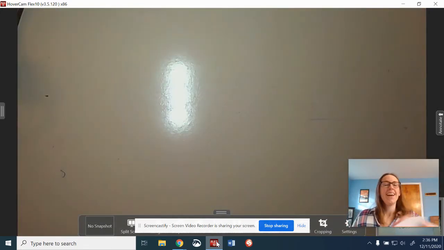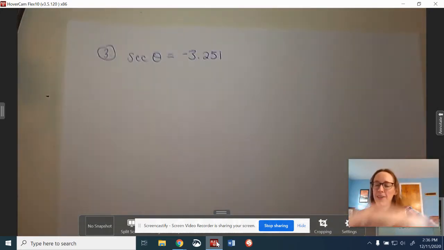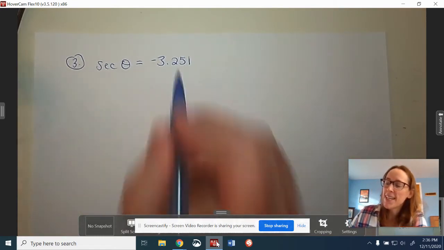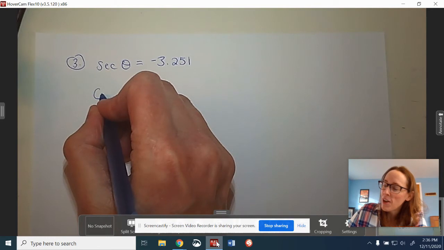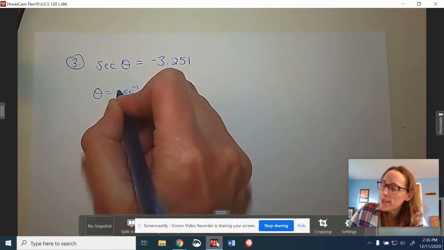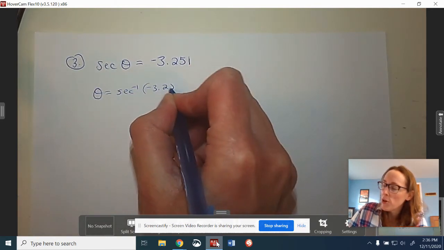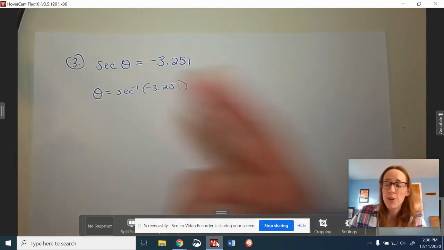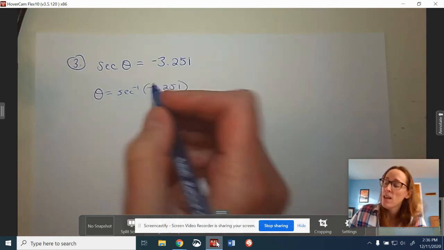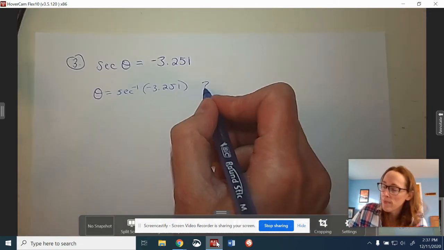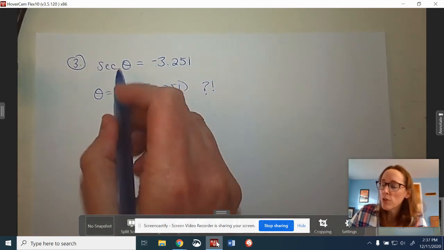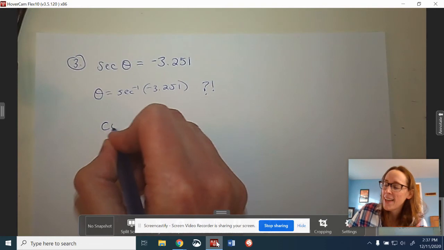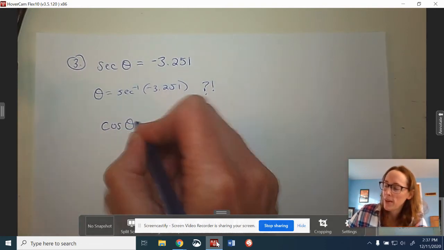Probably. All right, here's number 3. This will be our last one on this topic. I have secant theta equals negative 3.251. To solve for theta, we would want to do secant inverse. But if you recall from our work in the previous section, we don't have a secant inverse button. So what we have to do is rewrite secant as cosine.